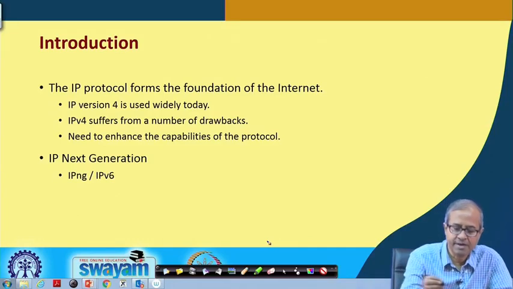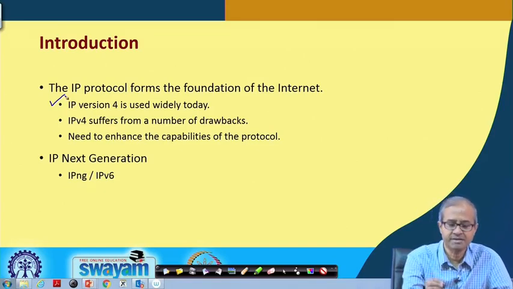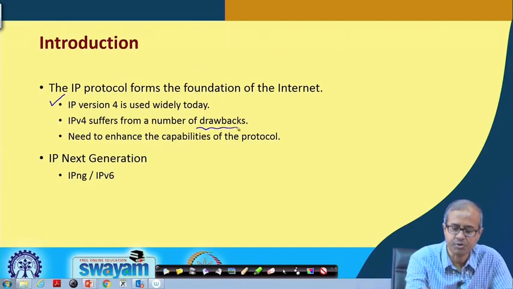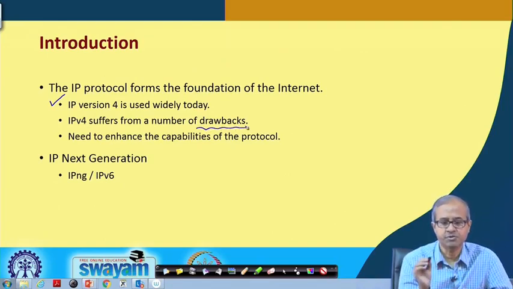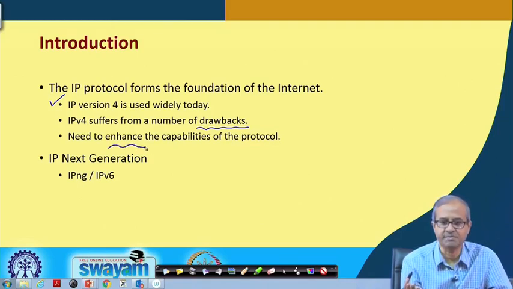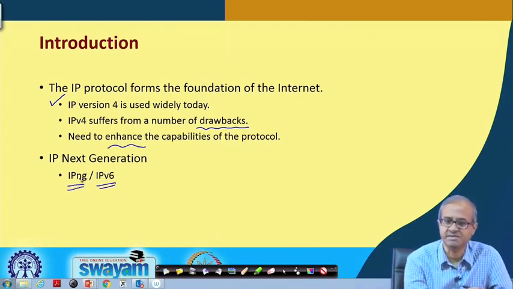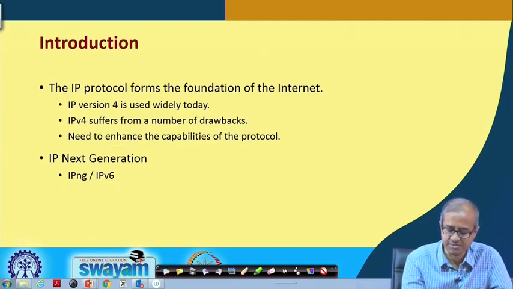Now, as I had mentioned, IP version 4 is more widely used today, but there are a certain number of drawbacks in this protocol. Once we identify what these drawbacks are, then we can appreciate what kind of enhancements were needed to enhance the capabilities, and that is how this newer version IP version 6 has come. This is also sometimes known as IP next generation, IPNG. Both names are used interchangeably.